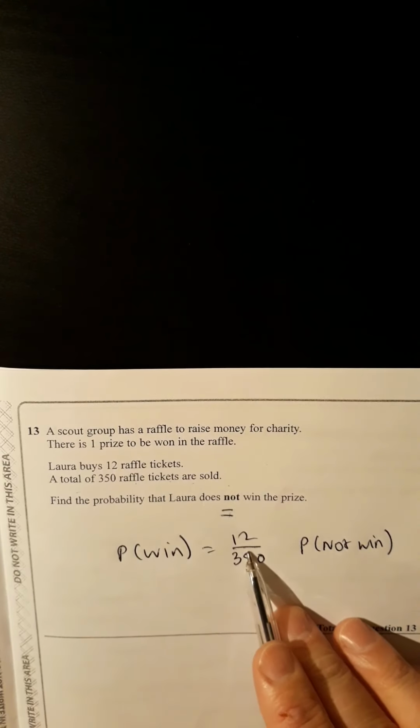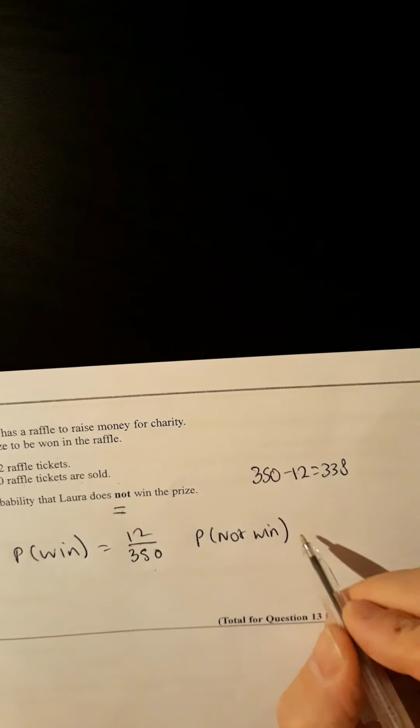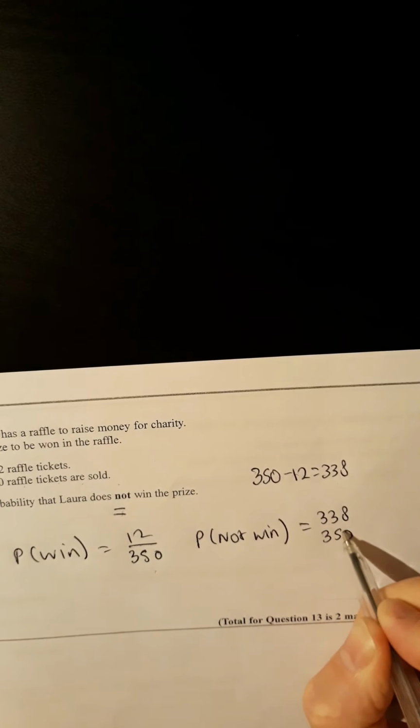Well, if she's got 12 chances out of 350, the rest must be the chances she hasn't. So let's just work that out. How many chances is that then? 350 minus 12, there are 338 chances that she won't win. So that must be 338 out of 350. And remember, a probability can be given as a fraction, a decimal, or a percentage. So this is perfectly acceptable as an answer.